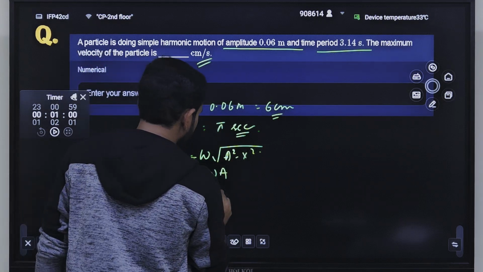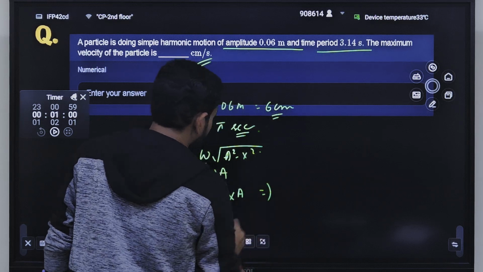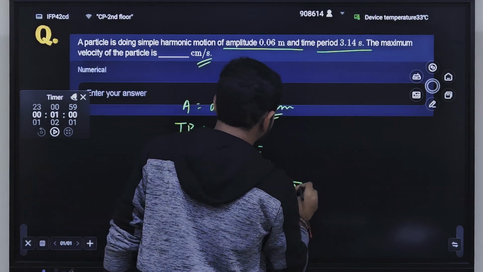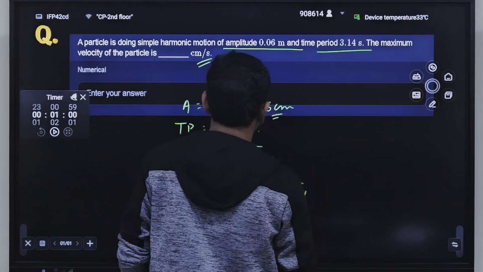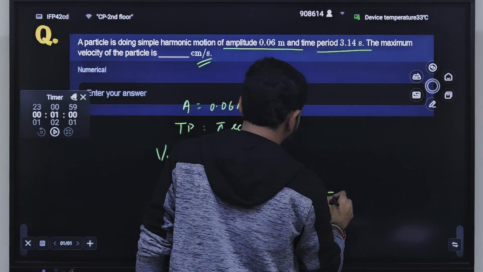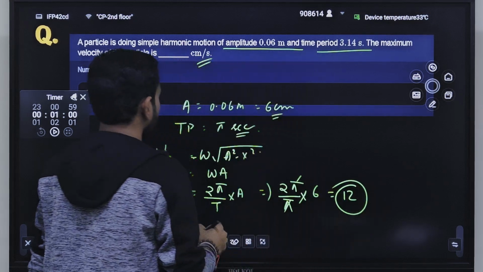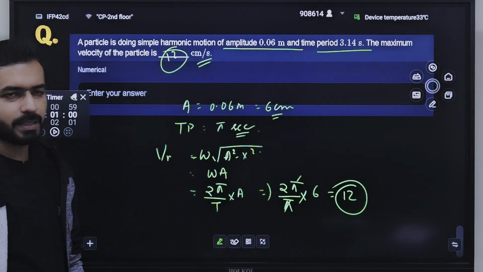Now put the values. Omega can also be written as 2 pi by T into A. 2 pi by T. What is the time period? 5 seconds. That will be 5 here. I told you it will be helping. 3.14 was the value that is currently given, and into 6. This cancels. What is the answer that is coming? 12 centimeter per second. Okay, very basic question.